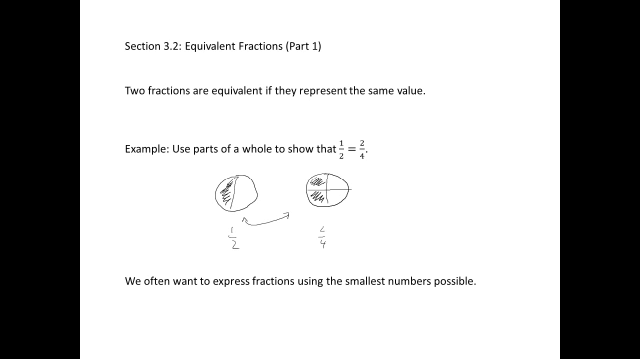We often want to express fractions using the smallest numbers possible. This is known as reducing a fraction. Use parts of a whole to reduce 6/8. So we have to start with a picture of 6/8. So here's our circle. We have to cut it into 8 parts. It's not perfect, but it's all right. And 6 of them are shaded in.